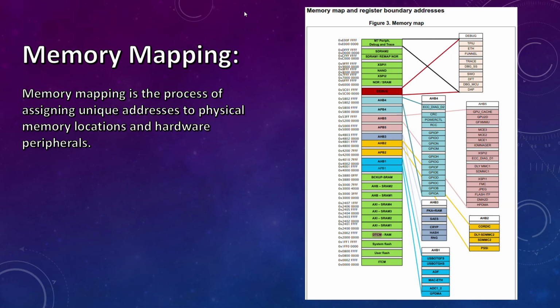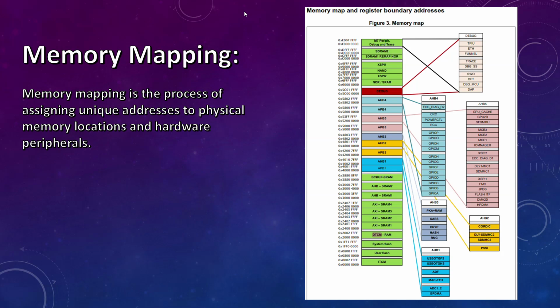Imagine Bangalore is a city. Every house has an address. Without an address, nobody can find anything. Similarly, inside microcontrollers, every resource has an address. RAM has an address, flash has an address, GPIO registers have their own address, timer has its own address, and the arrangement of all these addresses is called the memory map.